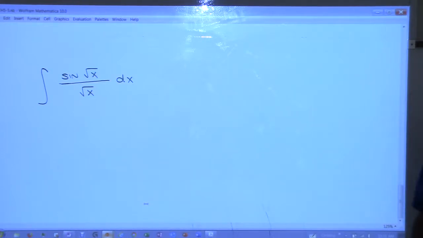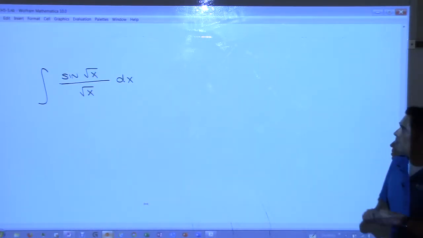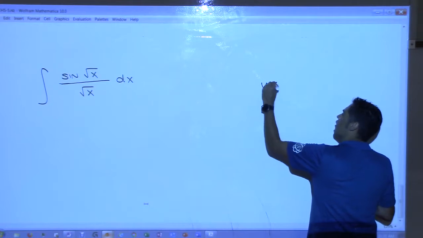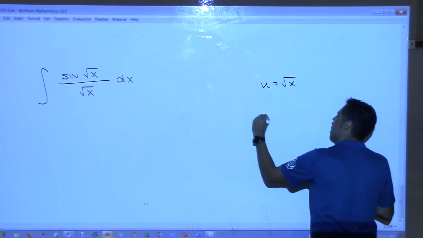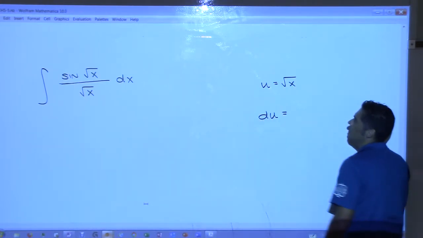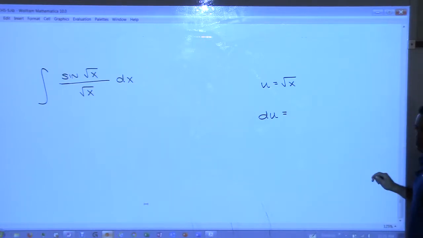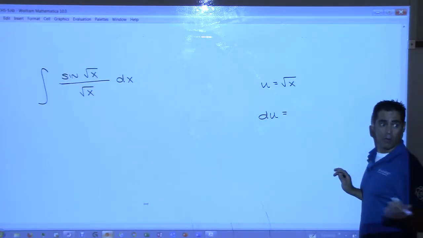Root x, that's your something. Okay, so let me write that down. u is root x. Okay, what is the derivative of that? 1 over 2 root x, right? 1 over 2 root x.